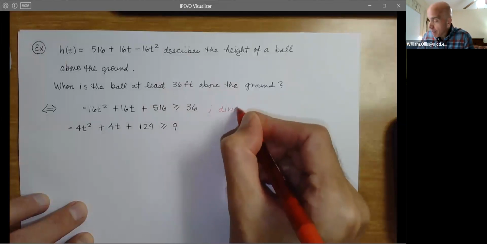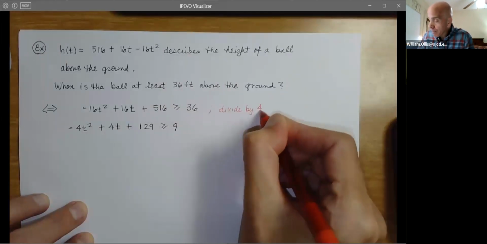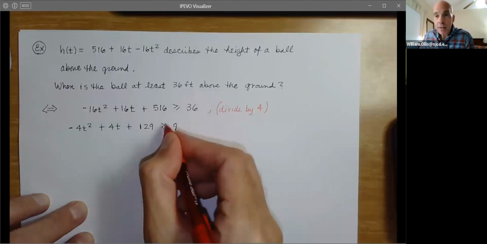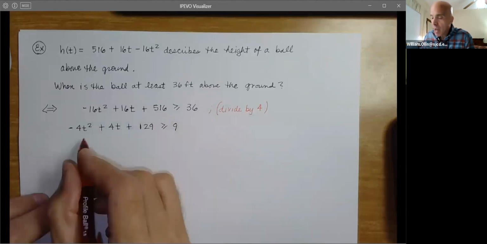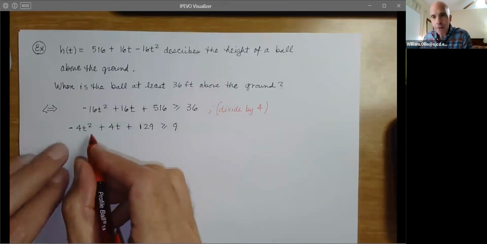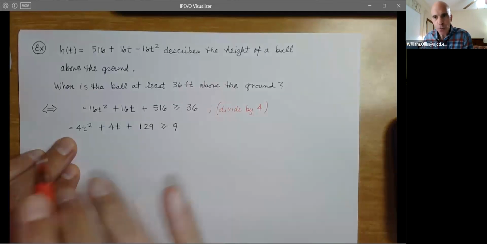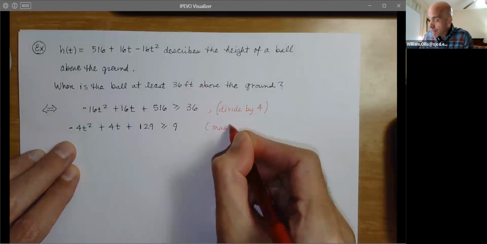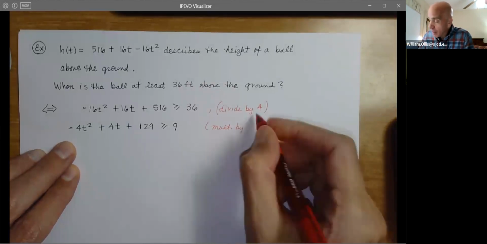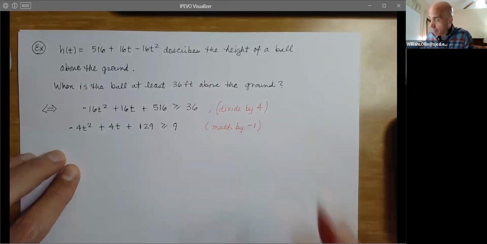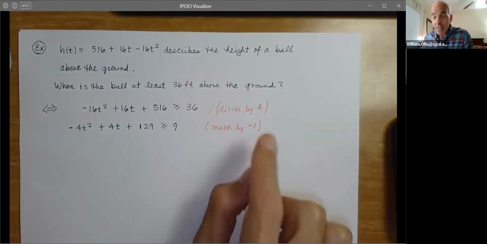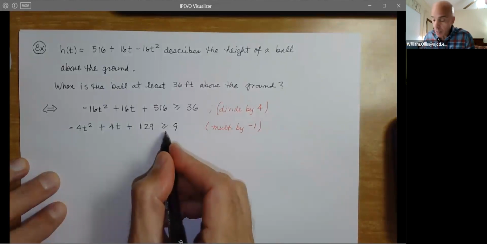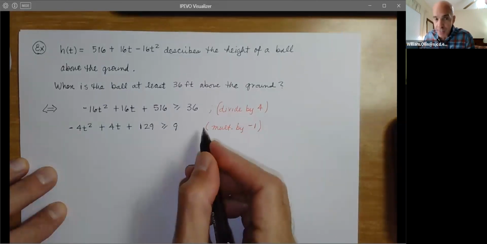Divide by 4. Notice 4 is a positive number, so this inequality stayed the same. Now, just because we like to have the leading coefficient positive, just for arithmetic reasons, we want to multiply by -1. Now, again, this is a number less than 0, so we will have to reverse this. So let's go ahead and just flip all of the signs.